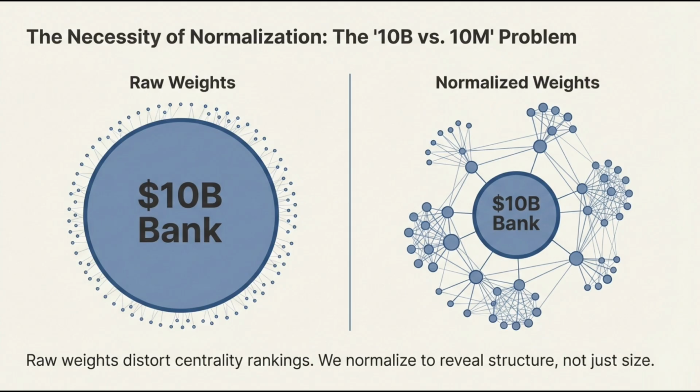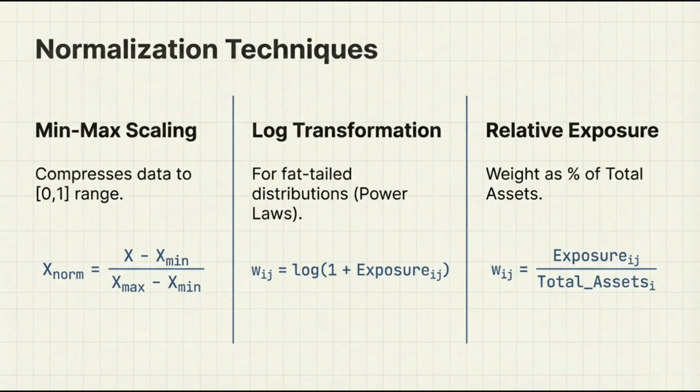In finance, this matters a lot. A huge bank will naturally have large nominal exposures, but systemic significance is often about proportional vulnerability or relative influence, not just absolute dollar amounts. So normalization helps us distinguish topology from sheer balance sheet magnitude. This slide summarizes three common normalization techniques, and each one serves a slightly different purpose.